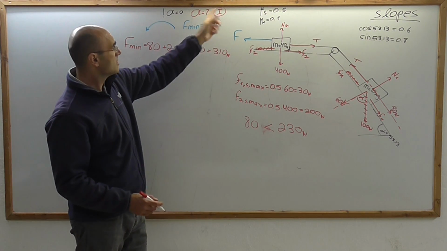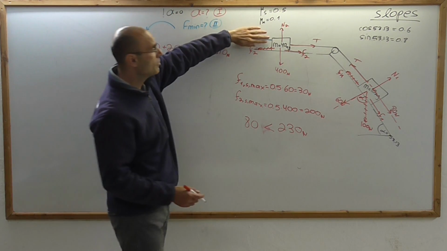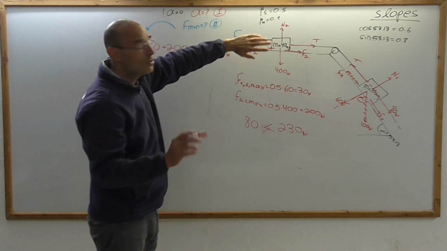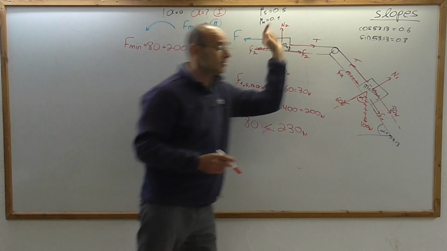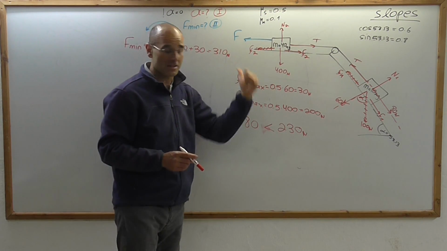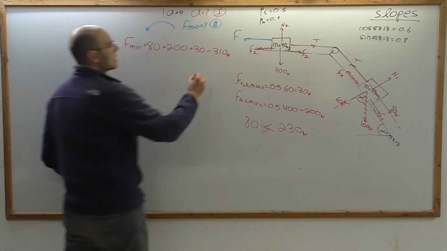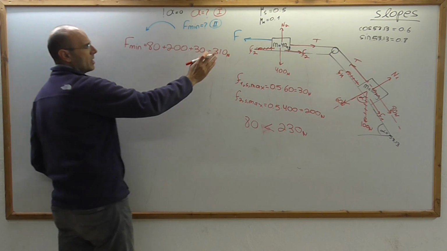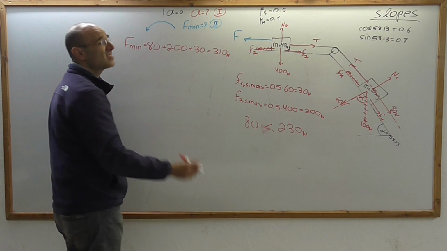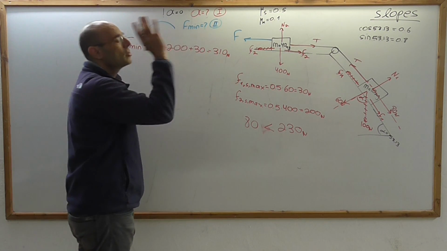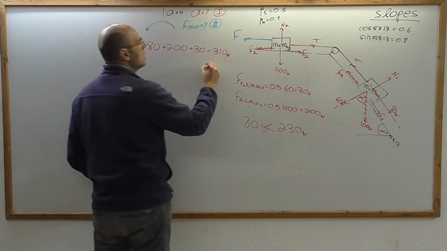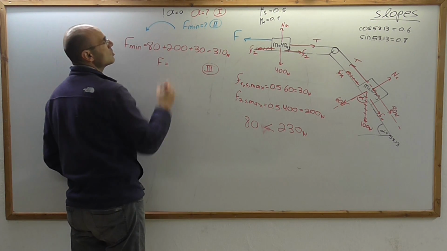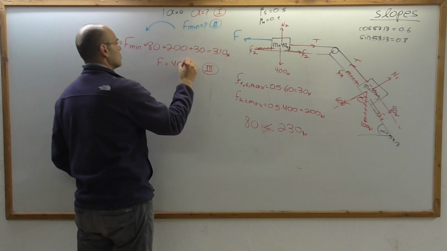And if it's 0, as we showed before, the system will want to move that way, but it won't move because 80 can't overcome the frictions. So now let's add another question. So the answer is F minimum is 310 newtons in order for the system to start to move, and it moves this way. So third question, what happens if F equals 400 newtons?